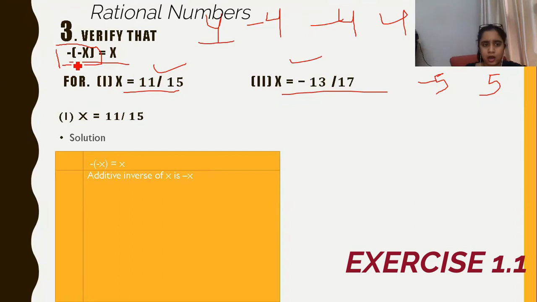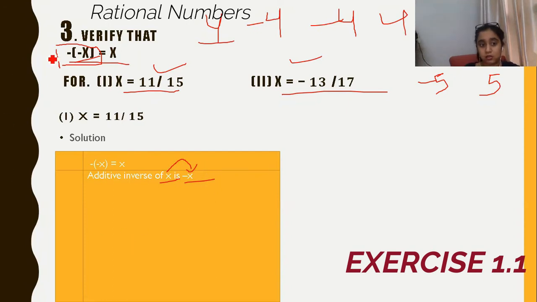So here we have to identify minus x, and we know that the additive inverse of x is minus x. Why? x is a positive number, and if I take the additive inverse of x, the answer will be minus x. I have just changed the sign of x. This is a positive x, and I have just changed its sign, that is minus x. Why do I want the additive inverse of x?